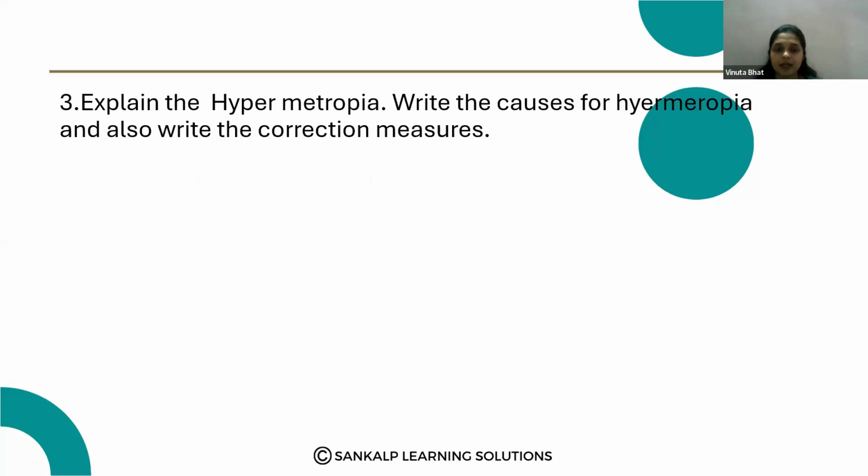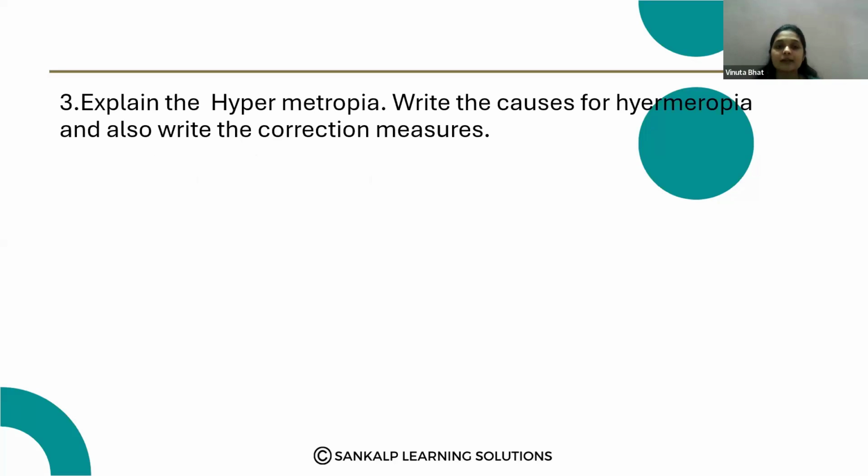Next question. Explain hypermetropia. Write the causes for hypermetropia and also write the correction measures. This is also a 4-mark question. Explain hypermetropia, how it is caused. Write the causes, what is the reason for hypermetropia, and the correction measures. Take it as homework and practice this question, all these questions, so that it will be very helpful for your board exam.